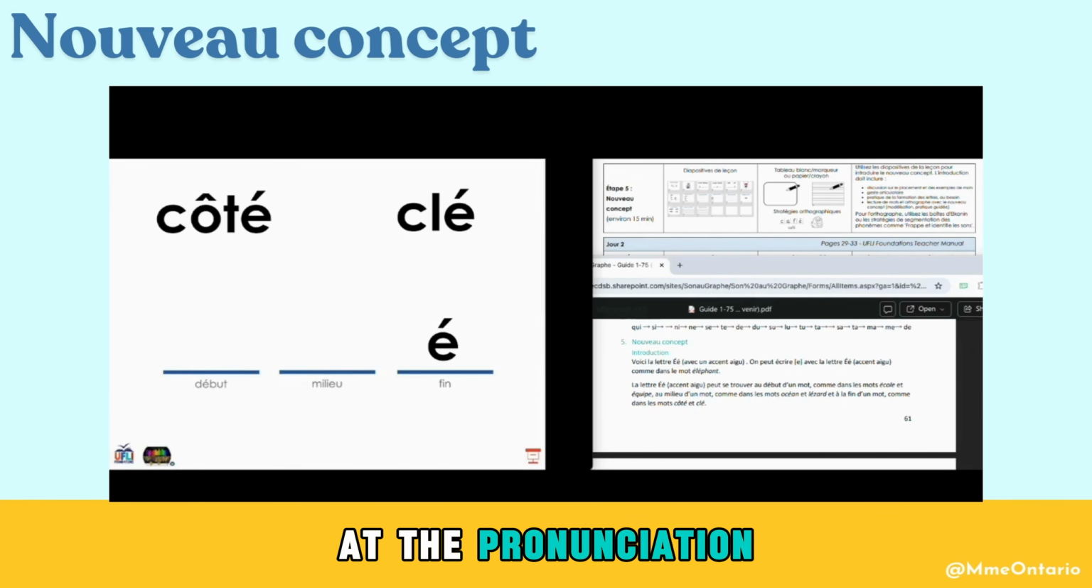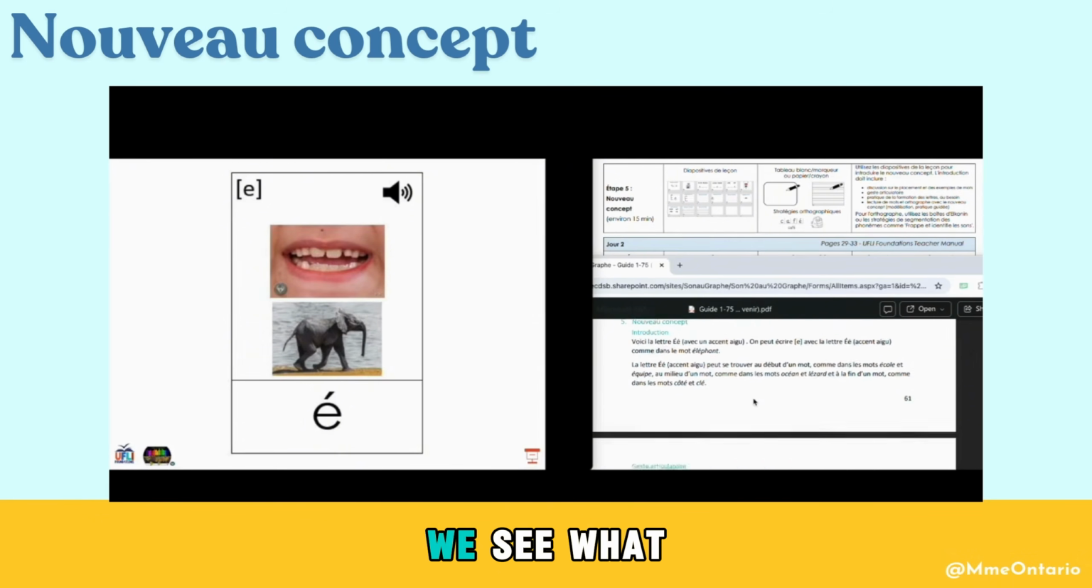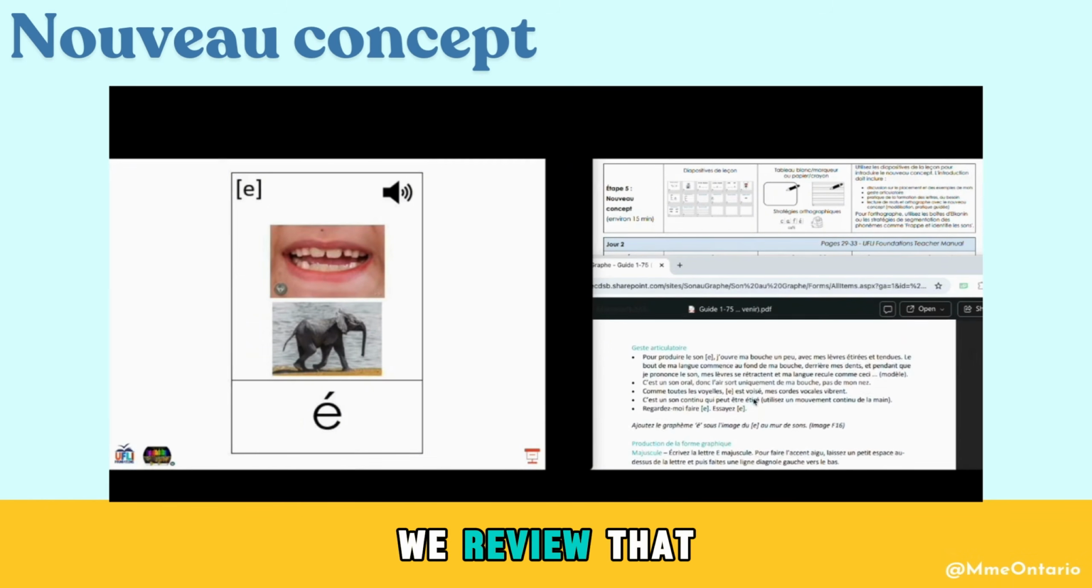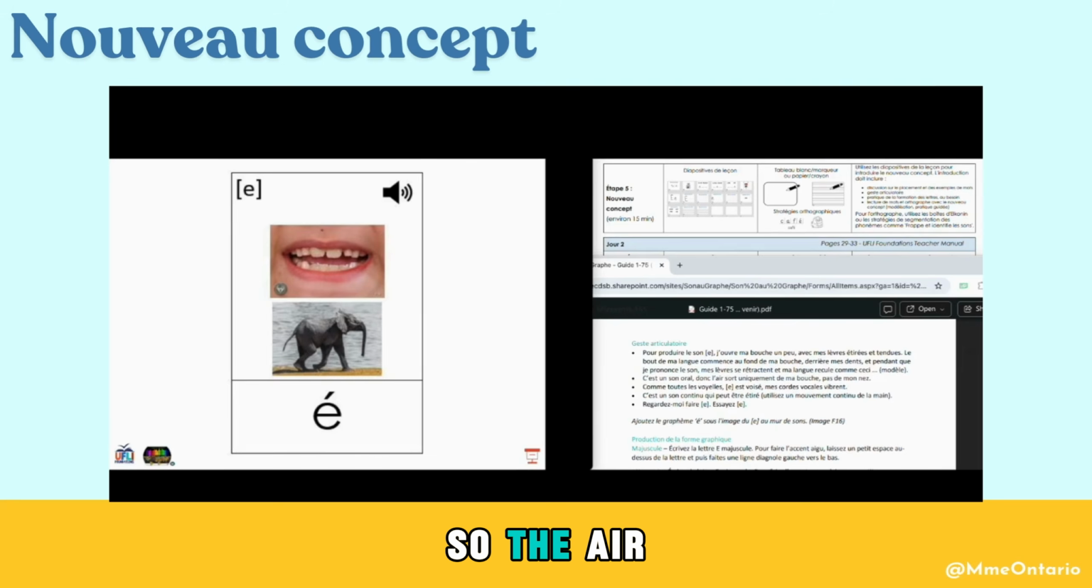We then look at the pronunciation of the sound. We see what our mouth is doing. We review that it is an oral sound, so the air is only coming out of the mouth, not the nose. I have the students put their fingers under their noses to see if they feel any air. We also look at how it's a voiced sound, so I have them put their fingers on their throat and see if they can feel their vocal cords vibrate as they say the sound A.